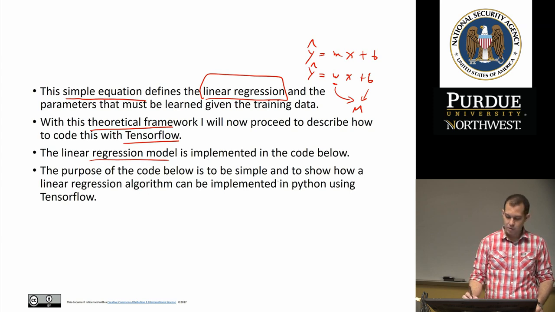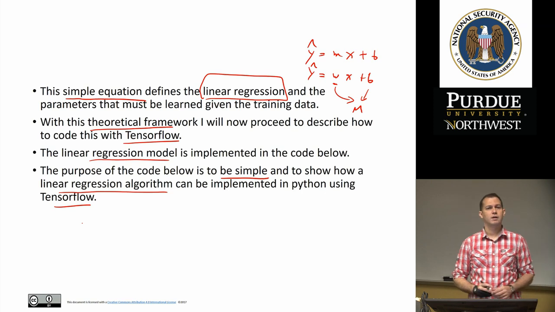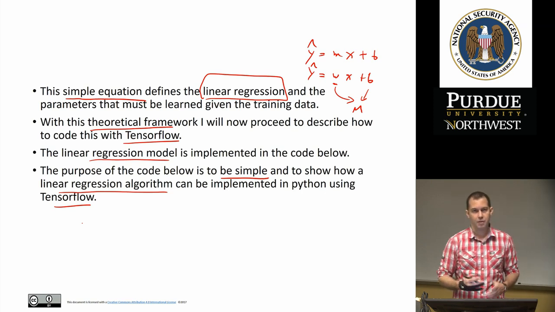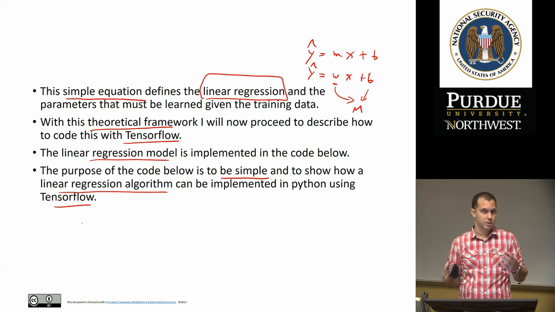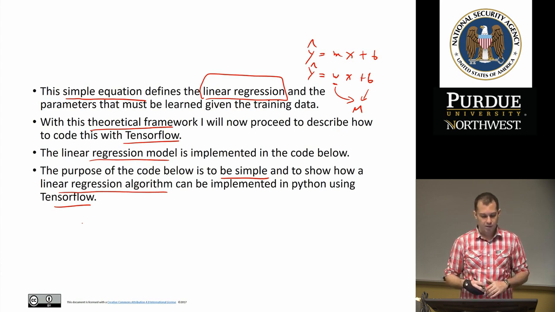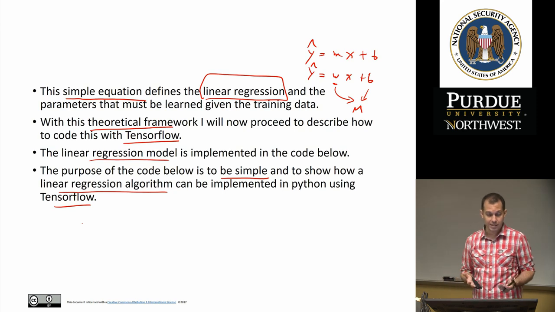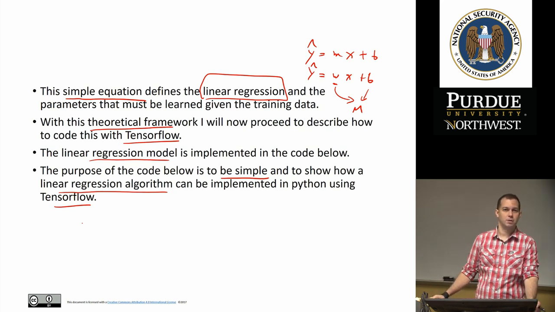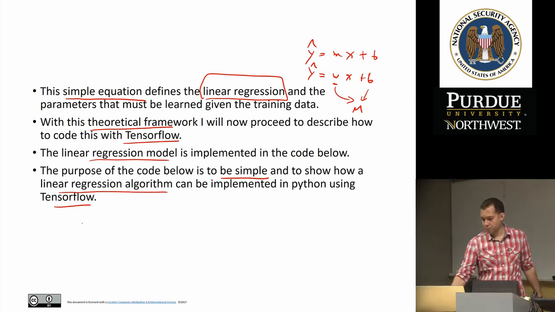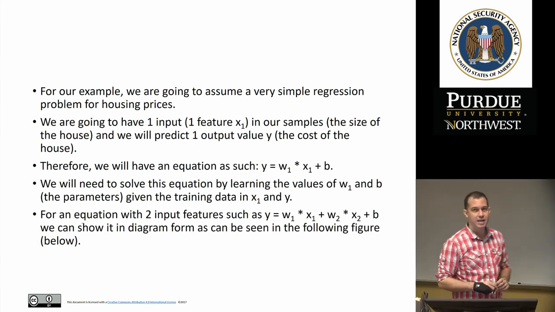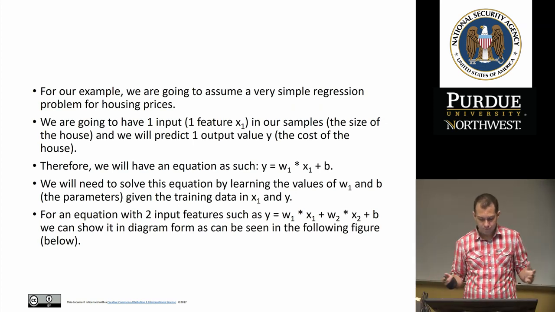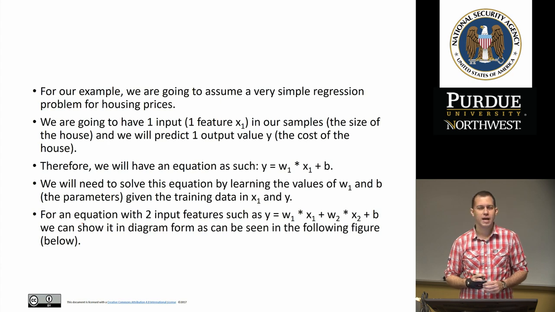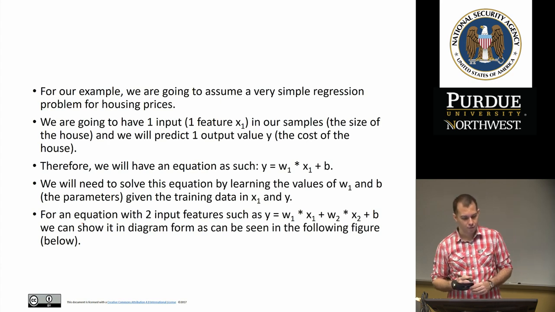The purpose of the code below is to be simple, right? And to show how a linear regression algorithm can be implemented in Python using TensorFlow. There are various other ways that we could implement this code, more modular approaches, etc. But for our purposes, I'm just going to keep this simple. This will be our very first TensorFlow algorithm that actually does something. What's important about it is that this should capture a lot of the elements of what we need to define an algorithm in TensorFlow.